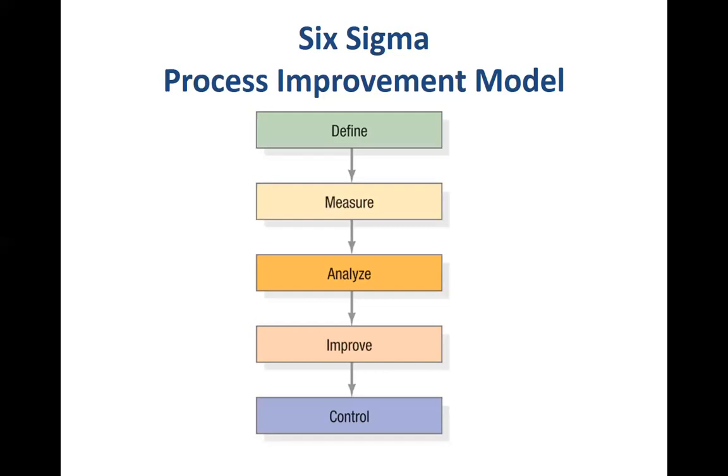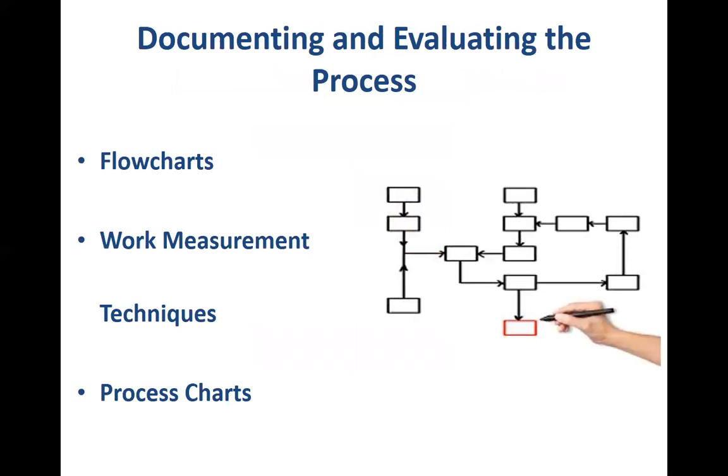Once process improvement has been accomplished, the objective would be to control that process in the improved state. That's again a repetitive cycle where we keep ensuring that we have maintained the control, and if any additional improvement can be made, we continue improving that process. Now, to document and evaluate the process, there are different tools available. We have flowcharts, we have work measurement techniques, we have process charts. We'll look at flowcharts and process charts in detail.